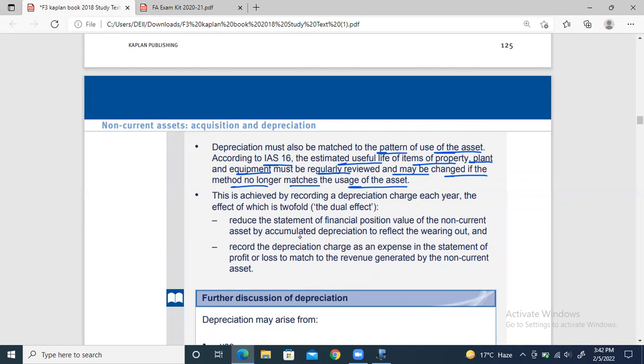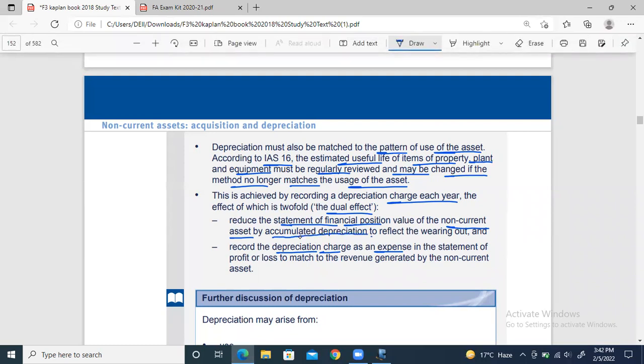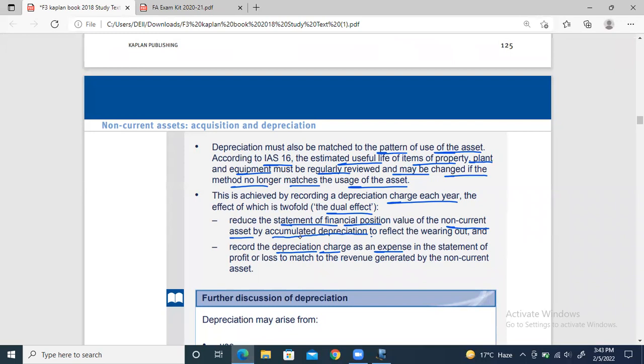Okay. This is achieved by recording a depreciation charge each year, right? So basically it has again a dual effect. First of all, depreciation charge is an expense, obviously, because it's a loss for the company, right? So it's first an expense. And secondly, it is recorded in the financial position. It reduces the non-current asset amount. Okay. And there's one more word over here. It is called accumulated depreciation. So the only difference between depreciation expense and accumulated depreciation is that you see over here, the word accumulated. Accumulated means the total of the depreciation. So it's very simple to understand.